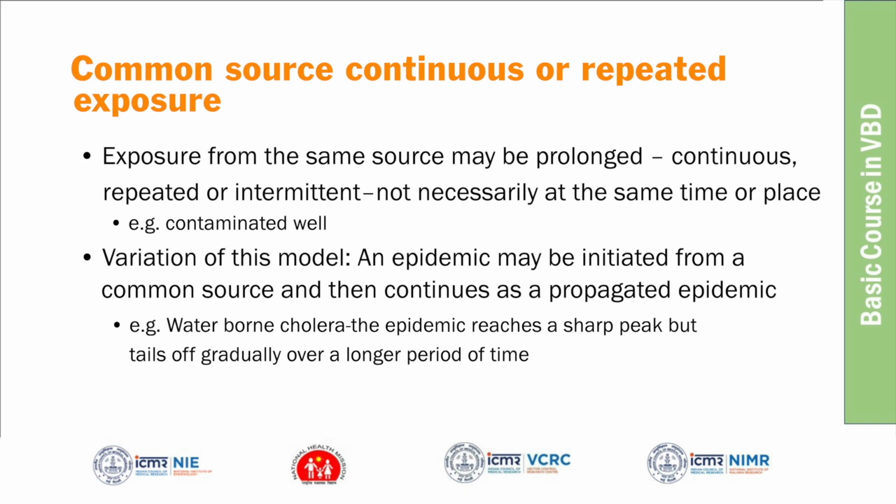If the people living in a village or a hamlet get their drinking water from a contaminated well, they will be exposed continuously to the same source, which is the risk factor spreading the disease. And there is another variation of this model. An epidemic may be initiated from a common source, like the contaminated well, and then continue as a propagated epidemic. Again, another term is now being introduced, which is propagated epidemic.